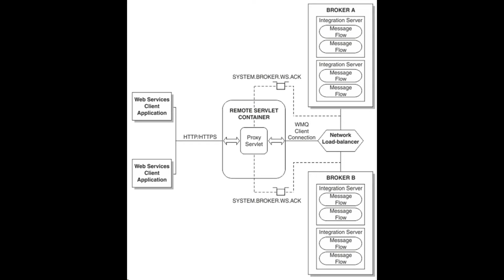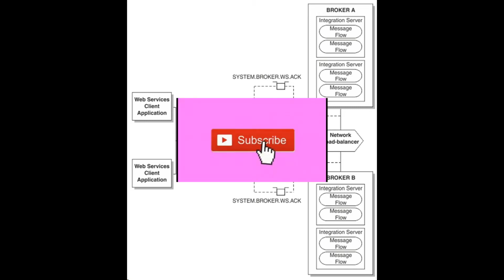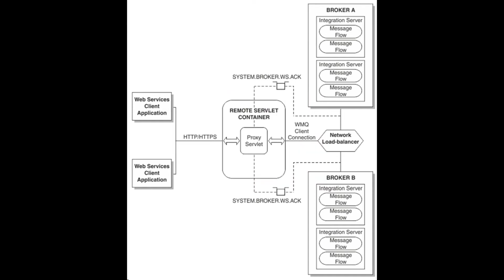The HTTP proxy servlet can be deployed in a local servlet container that is running on the same machine as IBM Integration Bus, or in a remote servlet container that is running on a different machine to IBM Integration Bus. The servlet container must allow the HTTP proxy servlet to configure and call the WebSphere MQ classes for Java.